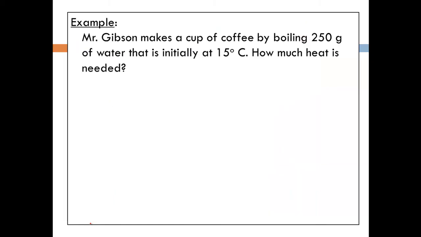So let's take a look at an example where we actually have to calculate the heat. And let's say I make a cup of coffee by boiling 250 grams of water that is initially at 15 degrees Celsius. How much heat is needed? Well, again, we know that our change in thermal energy, which we're going to start labeling as Q. Okay, so I want everybody to realize that the original equation I listed was delta E sub H, but now we're going to start using Q to make things a little easier, and that's equal to mc delta T.